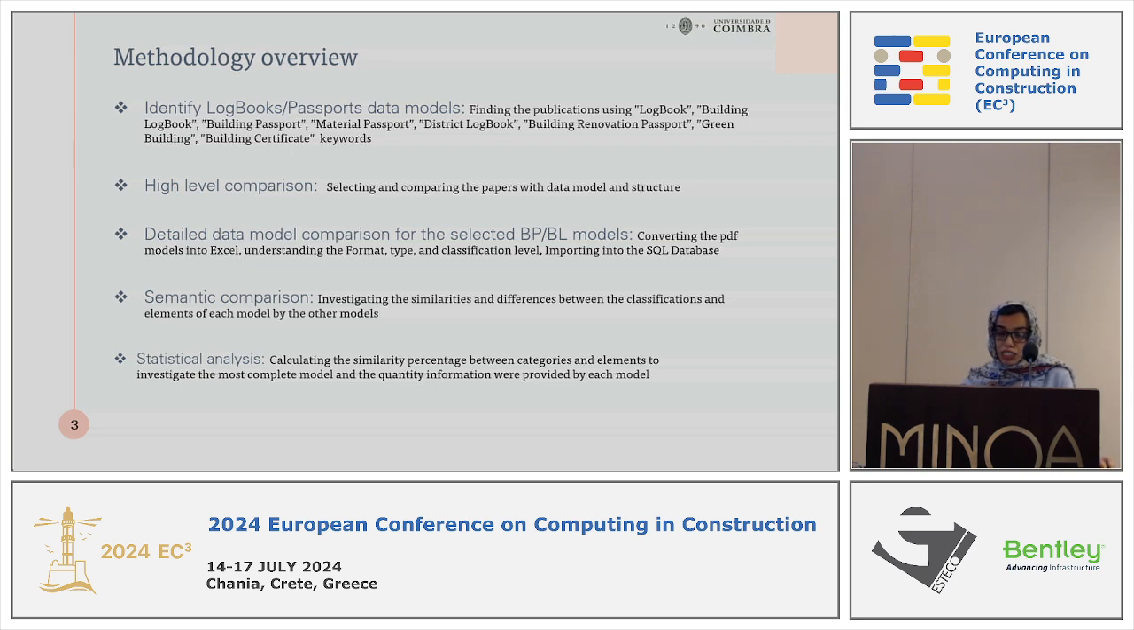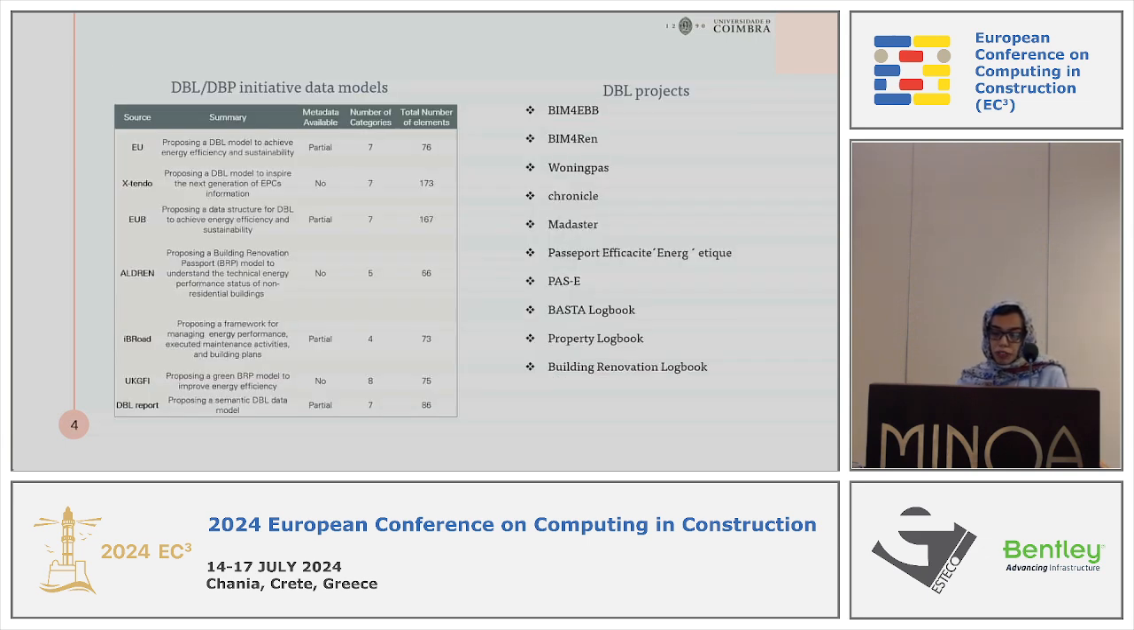did the semantic comparison. At this stage, we wanted to investigate the similarities and differences between the classifications, that is, the group of the elements and also the elements of each model compared with the other models. Finally, we did a statistical analysis, and we calculated the similarity percentage between the categories and elements of the investigated models, and which are the main representative models in terms of how much information we can derive from each model.